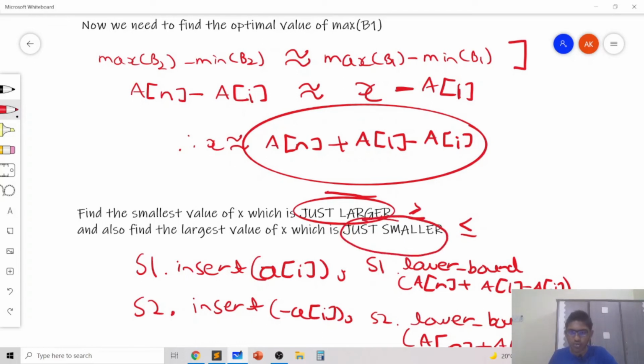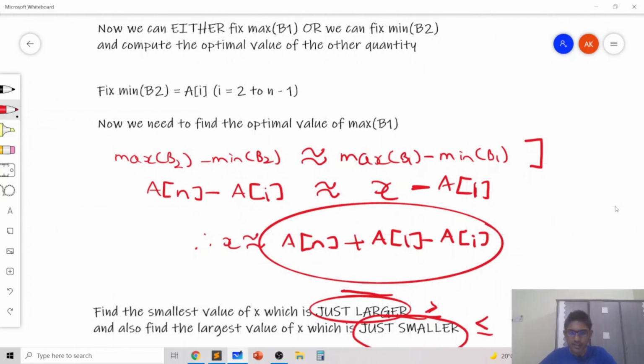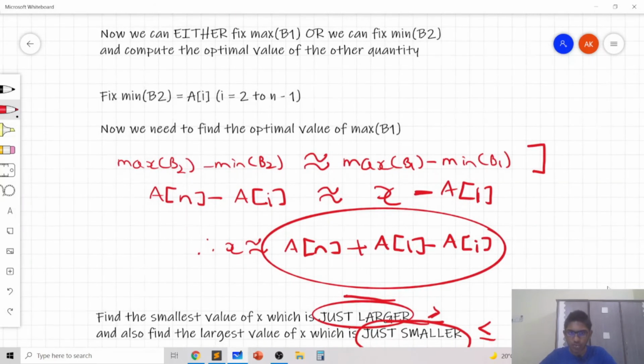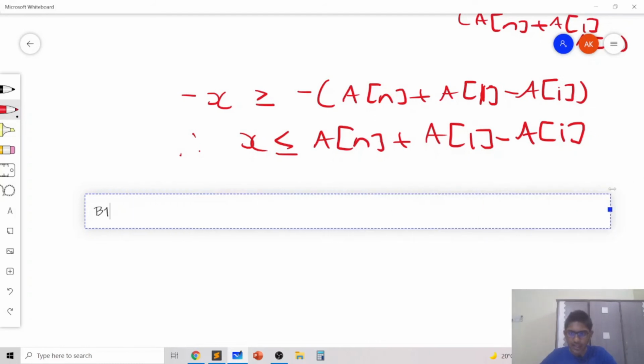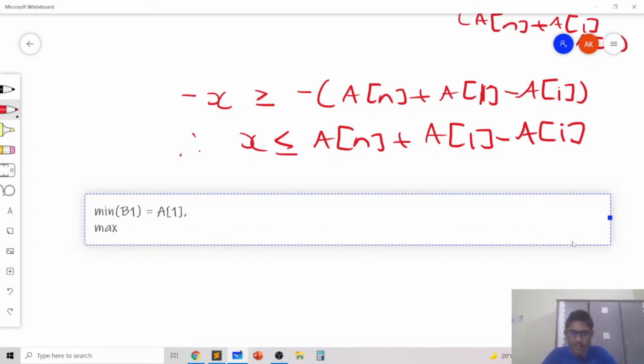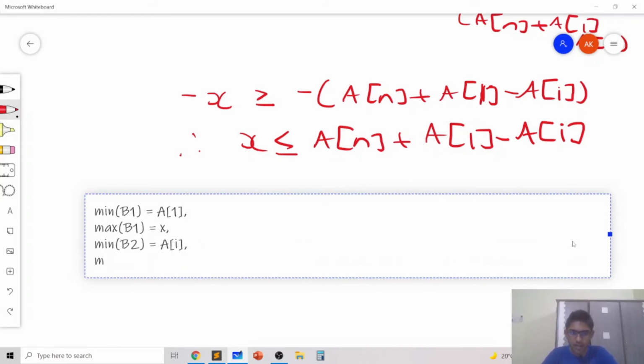Using these two values, we will just take the minimum of the absolute differences in these two cases, and that's basically the number of operations. So this is the full solution, but there's a small issue: we have not yet clearly defined what our partitions are. So let's look at that carefully. We are saying that the min of b1 will be a1, the max of b1 will be x, the min of b2 will be ai, and the max of b2 will be an.